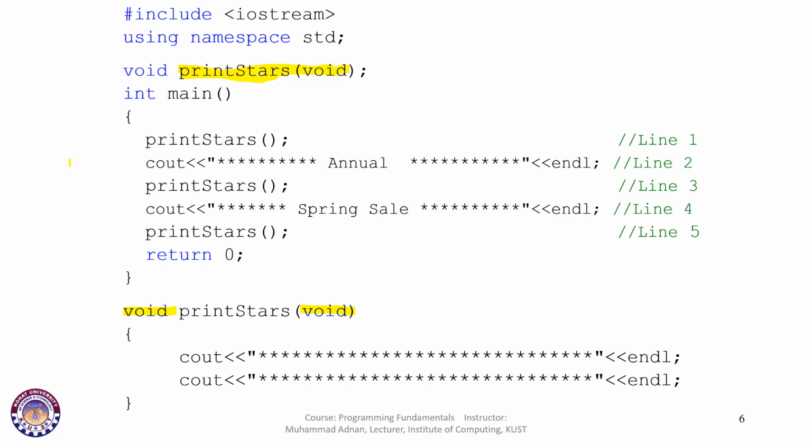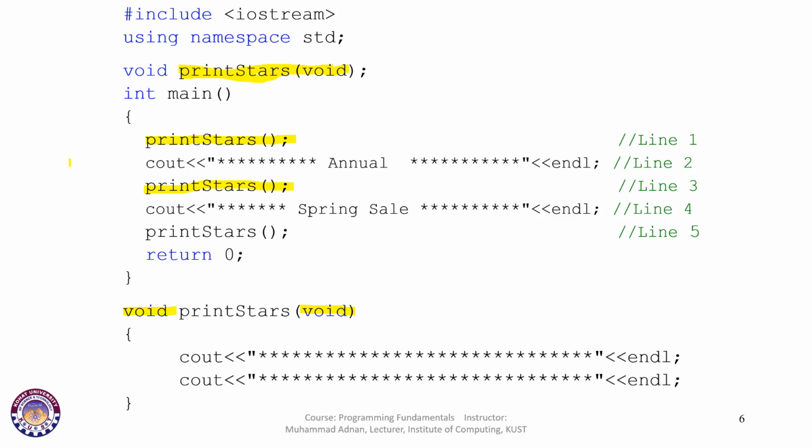But later on you will see many examples where you have a parameter list inside the void function. So then the execution of the program starts at the main function, and then first you call the print star function. So here the control will stop and it will be transferred to this statement where this void print star function will be executed, and it will display 2 lines of asterisks, and then you just print cout annual, and then once again you call the function again.